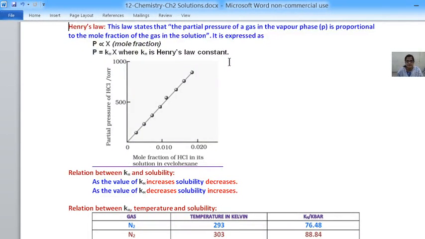Hello students, let's continue our chapter 2 solutions. First, let's recall what is Henry's law.